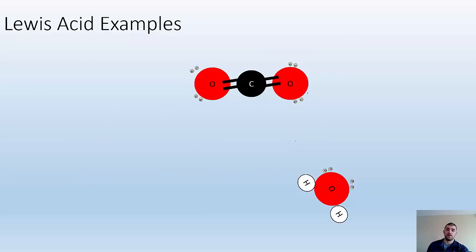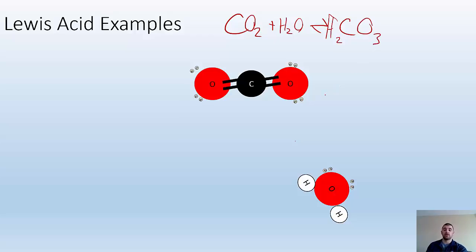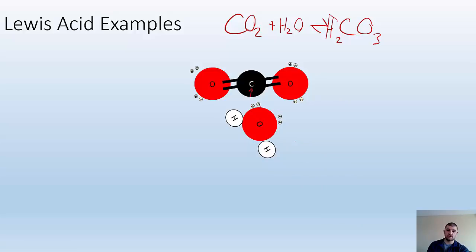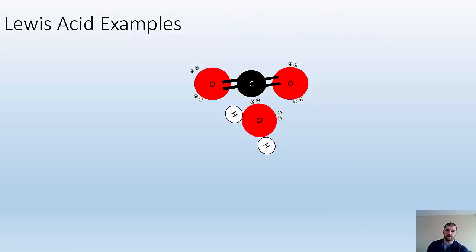Other examples, did you know that if you put CO2 and you react it with water, you get carbonic acid, which is going to be, I can't do the math. Anyway, I think it's H2CO3. There you go. The way that happens is from a Lewis acid-base reaction. So this oxygen has these unshared pairs of electrons, which are going to be attracted to the carbon, and it's going to make a bond with them.